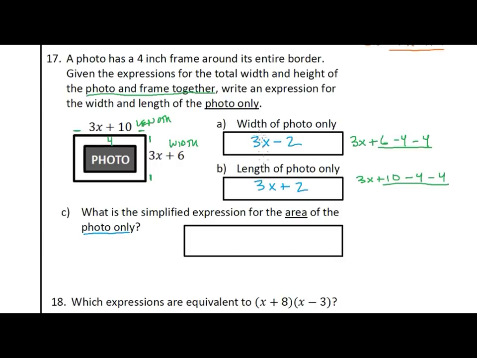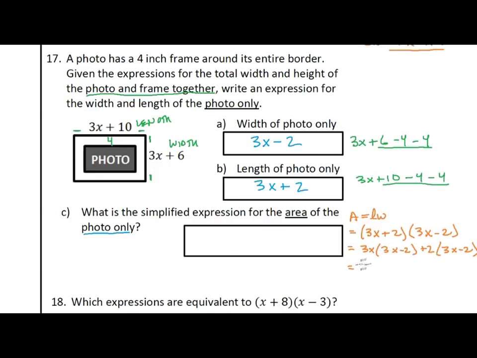Now we're going to take our new binomials here and multiply those together. So our area is equal to length times width. Our length is 3x plus 2. Our width is 3x minus 2. And now what we have to do is combine the binomials. 3x times 3x minus 2, and then take the second term of the first binomial, positive 2, and multiply it by the second binomial.